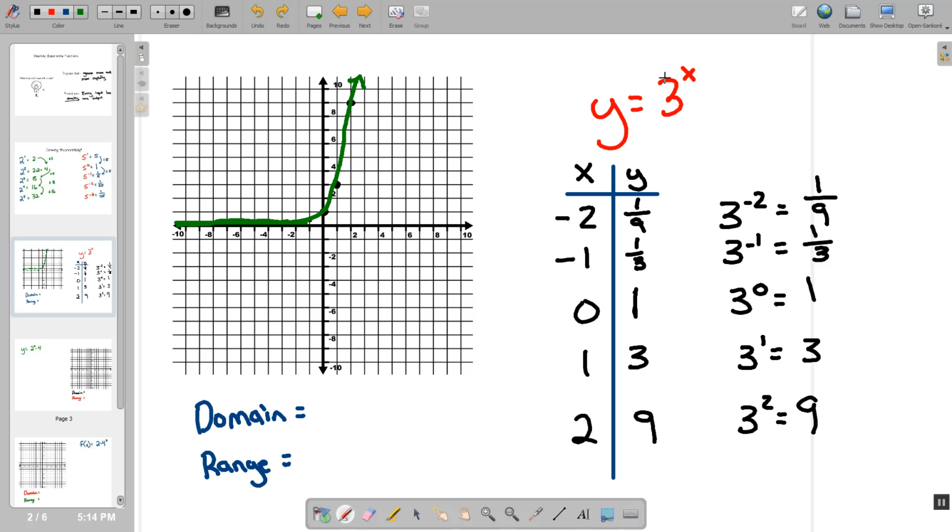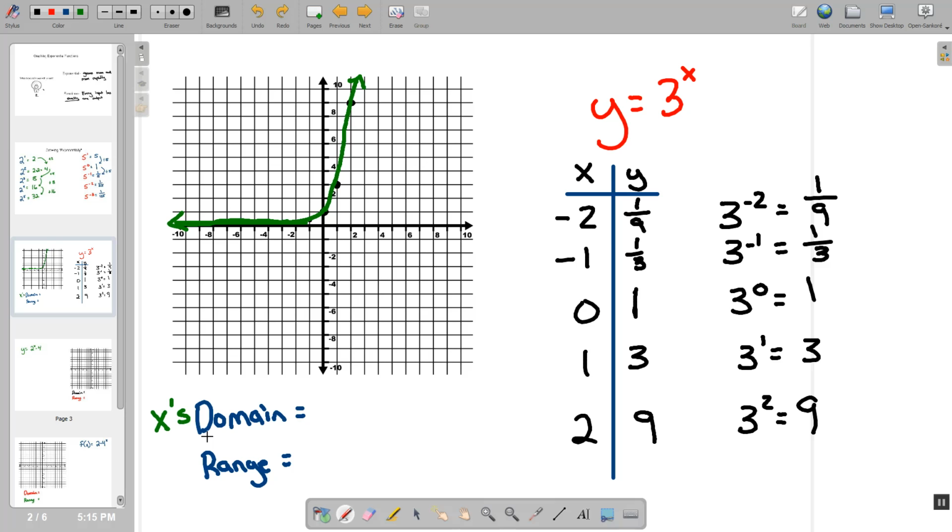Because no matter what exponent I put up here, it's going to create a fraction, not a negative number. Therefore, something that's really important with exponential functions is that you are always going to have a bottom of where it can't reach.